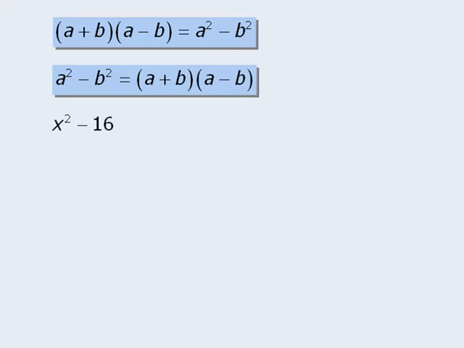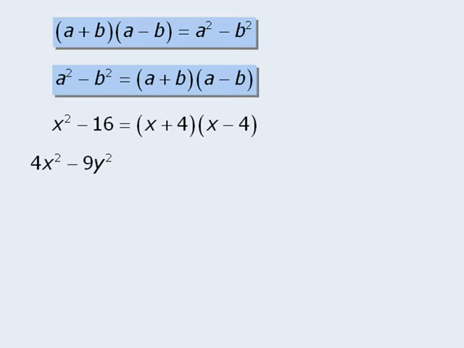Okay, now let's say we want to factor x squared minus 16. We should recognize that we have a difference of squares here, since x squared is a square, 16 is a square since it is equal to 4 squared, and this is a difference of squares since we are subtracting here. As such, we can factor this expression to be x plus 4 times x minus 4.